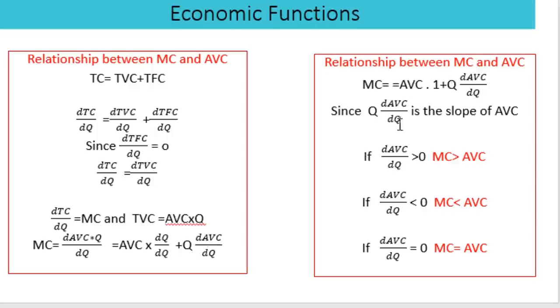Since q dAVC by dq involves the slope of AVC, if dAVC by dq is greater than 0, then the marginal cost curve will be greater than average variable cost. If it is less than 0, marginal cost will be less than average variable cost. If it is equal to 0, then we can say MC equals AVC. These are the relationships between the AVC and MC.